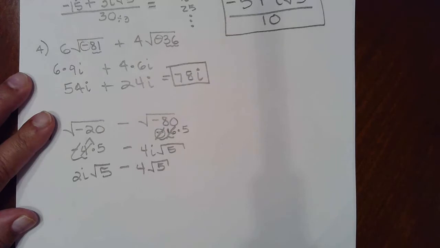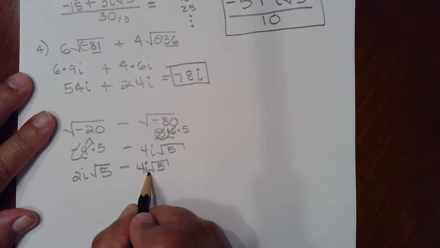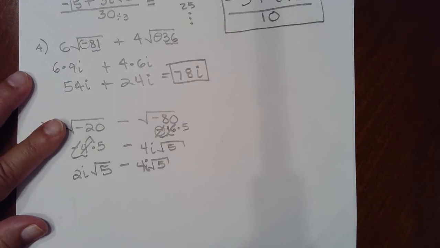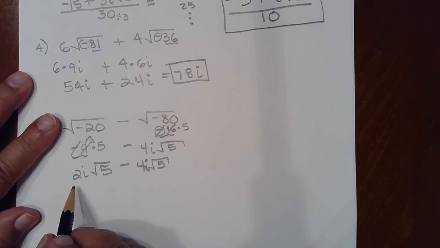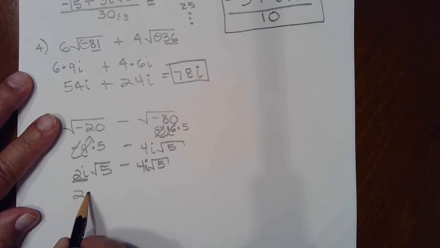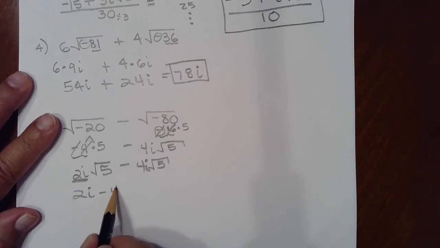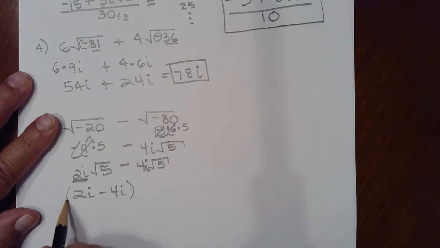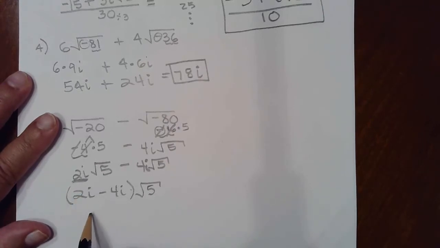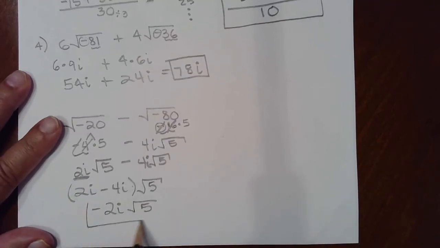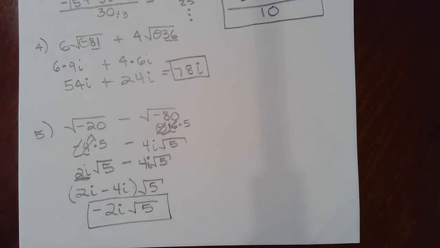And then when subtracting radicals, the radicands have to match, and they do. And when you actually subtract or add radicals with matching radicands, all you really do is combine the coefficients that are out front. So 2i minus 4i, that's how you actually combine common radicals. And then you hang that common radical off the back as a multiplier. So 2i take away 4i, negative 2i with a square root of 5 hanging off the back. And that is the final answer for problem number 5.